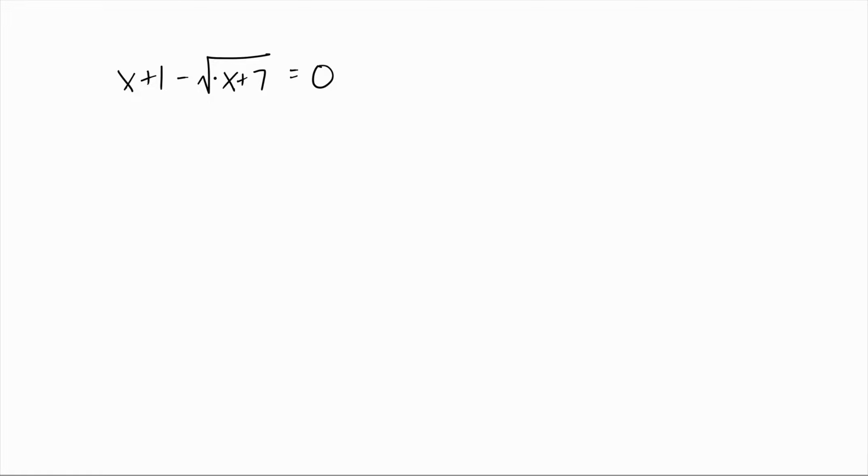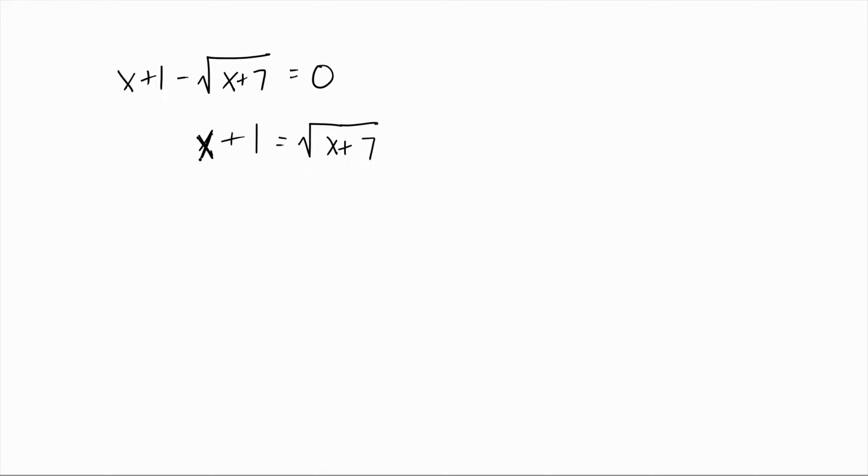Now to do that, it'd be nice if we could get rid of the square root. How do you get rid of a square root? You've got to isolate it so it's alone, so that when we square it, it goes away. And we're going to do this thinking about inverses, inverse operations, inverse functions, if you will. Now, if we add this to the other side, we're going to get the square root of x plus 7 equal to x plus 1.